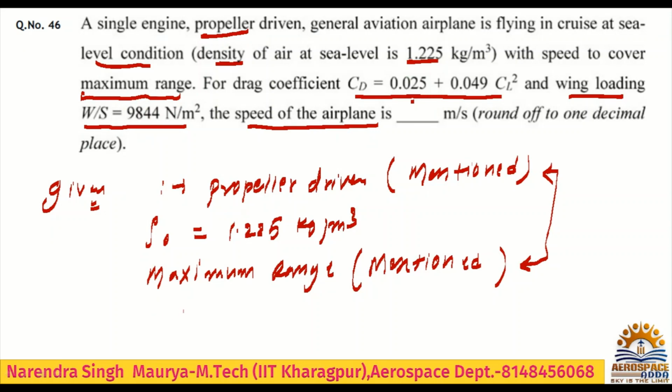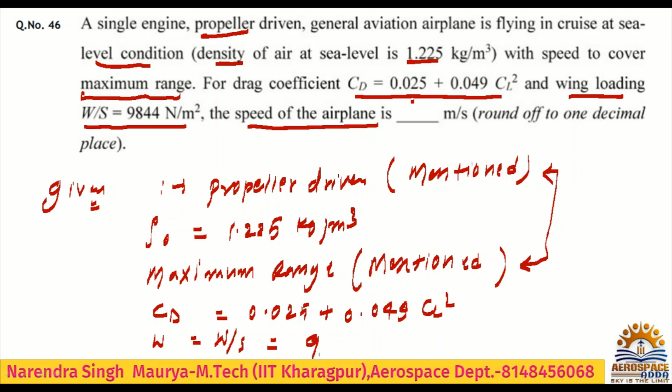Then another thing, they have given drag polar. What is the drag polar? They have given 0.025 plus 0.049 CL square. All right, and wing loading, it is denoted by small w, and that is the ratio of w by s, means weight of the aircraft to the planform area of the wing, which is nothing but 9844 Newton per meter square. So these are the given data here.